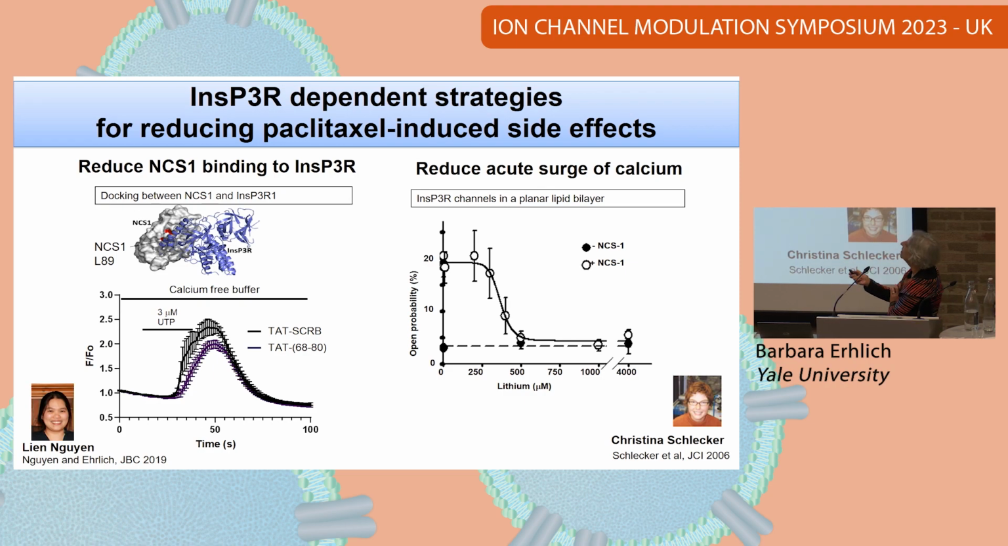It works. So here is the activity of the IP3 receptor by itself. Here's the activity of the IP3 receptor with NCS1. If you add lithium to the non-NCS1, nothing happens. So lithium has no effect on the IP3 receptor by itself. But in the presence of NCS1, you bring it back down to as if NCS1 wasn't present. So it's a modulator of the modulator. It's not a classic inhibitor, it's a modulator of a modulator.